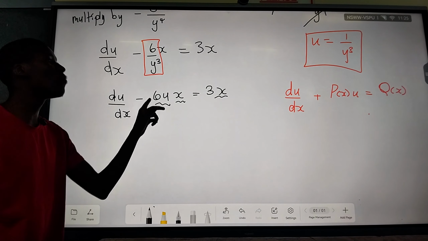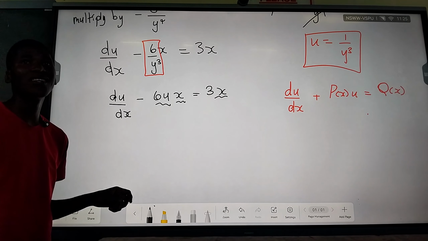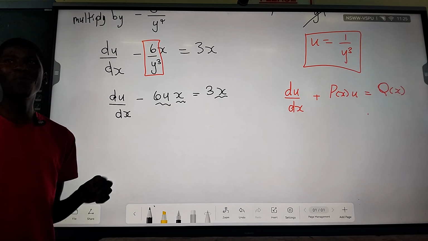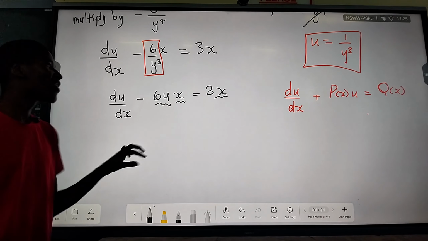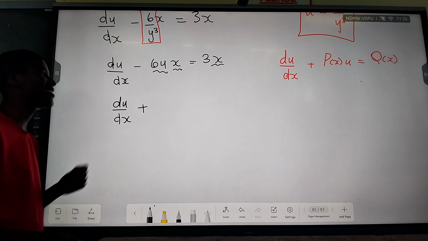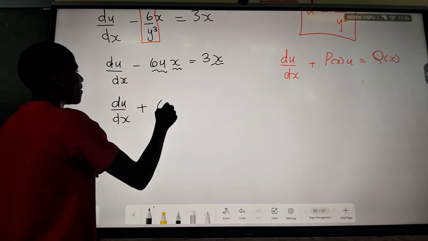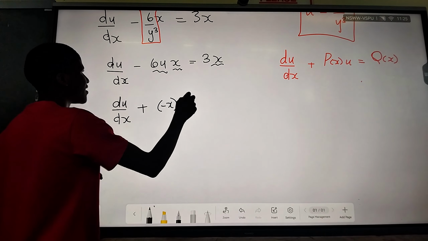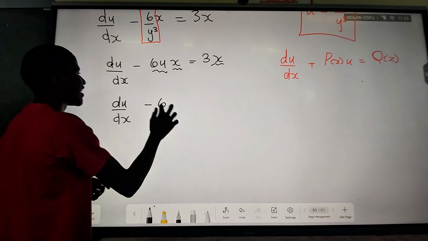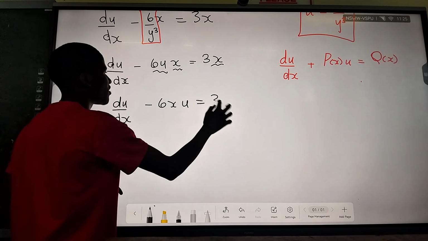So what is p(x) as a function of x here? It is negative. Okay, let me write it briefly so you can see it. This is du/dx plus, always a plus, negative 6x times u equals 3x.